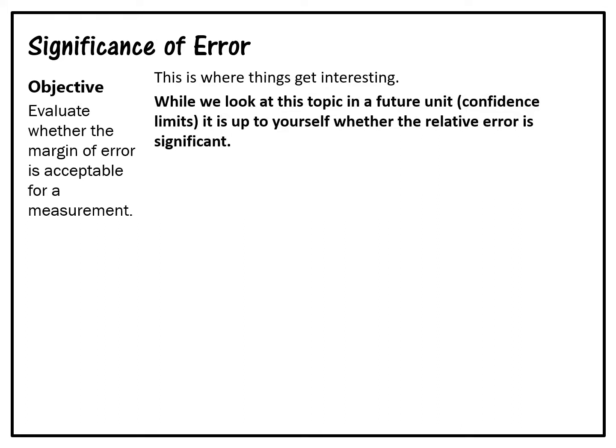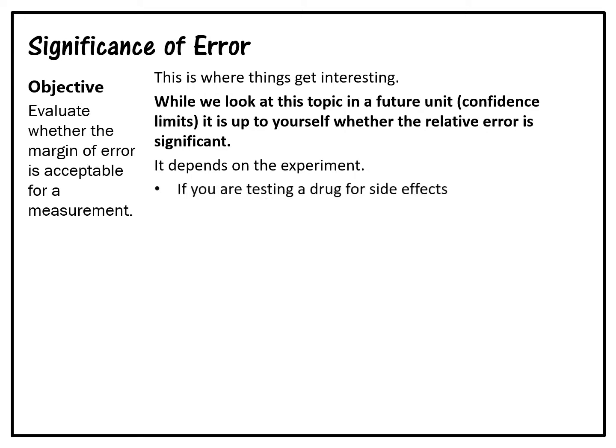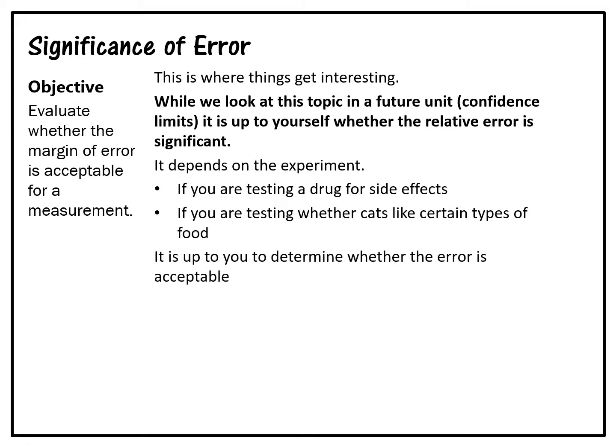We look at this topic further on in a unit called confidence limits, but really it is up to yourself to decide whether the relative error is significant or not. It depends on the use or the experiment that you're doing. For instance, if you're testing a drug for side effects like we did in the very first part, then that would be pretty important. If you're testing whether cats like certain types of food, it would depend maybe on how much you like the cat. But maybe again, because it's a life or death experiment, it may be quite important. It is up to you to determine or reason whether the error is acceptable or not.